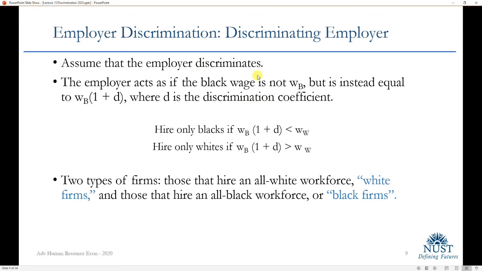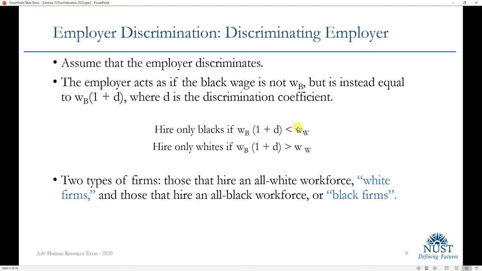Assume that employer discriminates. Now we are assuming that he does. The employer acts as if the black wage is not WB, but instead it is equal to WB into 1 plus D, as we discussed before. So he will hire only blacks if WB into 1 plus D is less than WW, right? So even if he dislikes black, it will be profitable to hire black workers if, even after accounting for the discrimination coefficient, this number is less than WW.